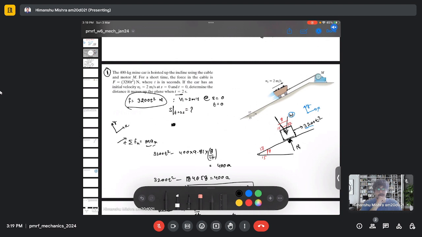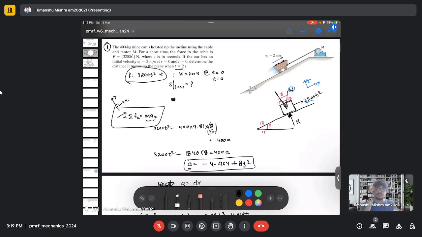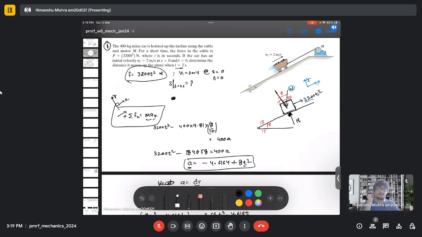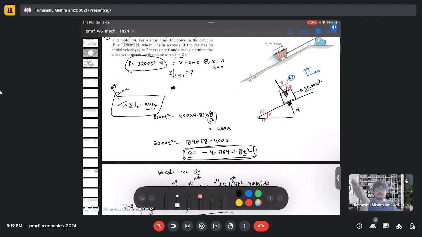So first, we have done the force balance analysis, and for that we have used Newton's law. Here, the summation of all forces is equal to mass into acceleration, and we did the force balance in the x direction only. And from this force balance, we actually get the expression of acceleration, which is a function of time.